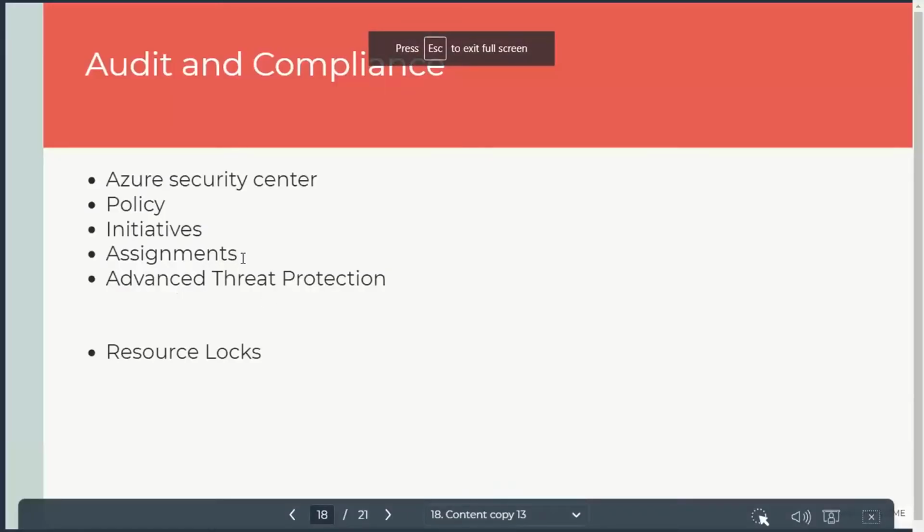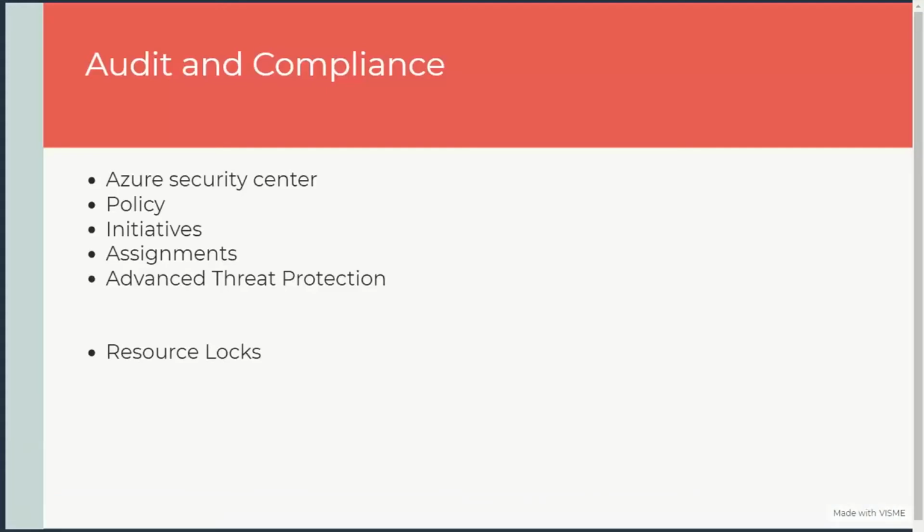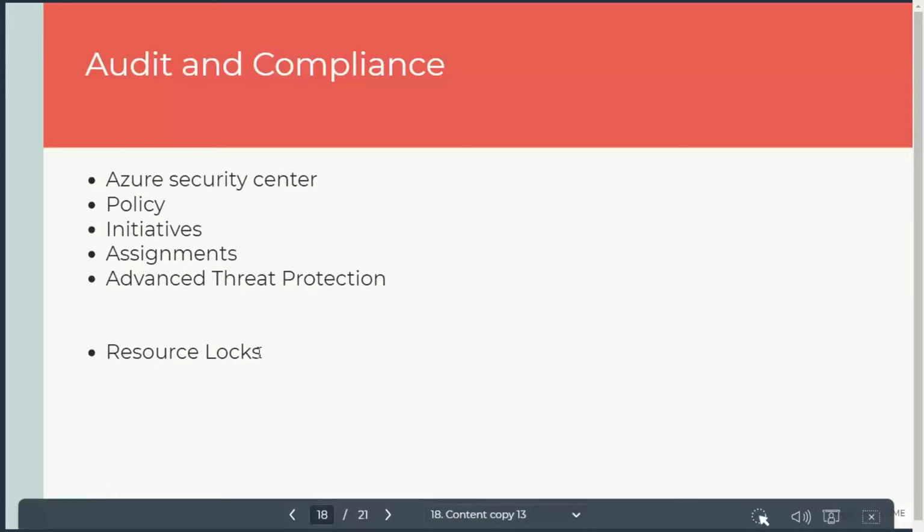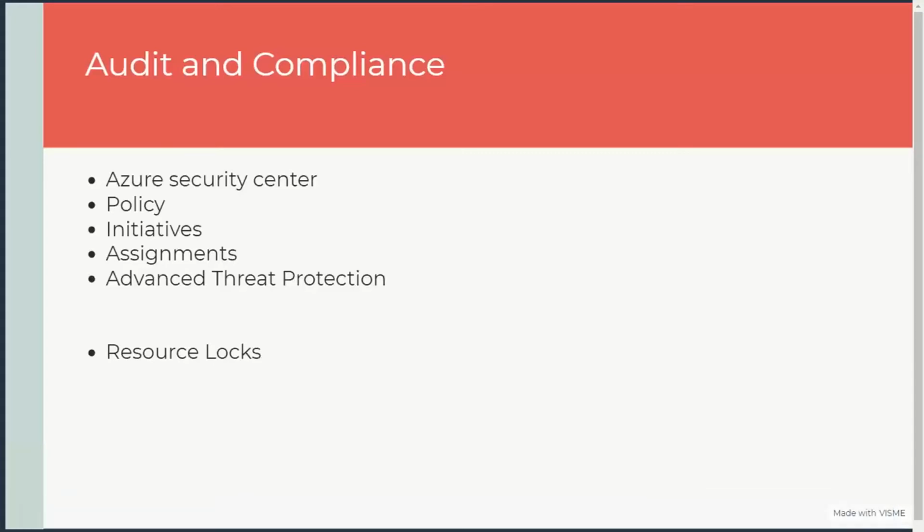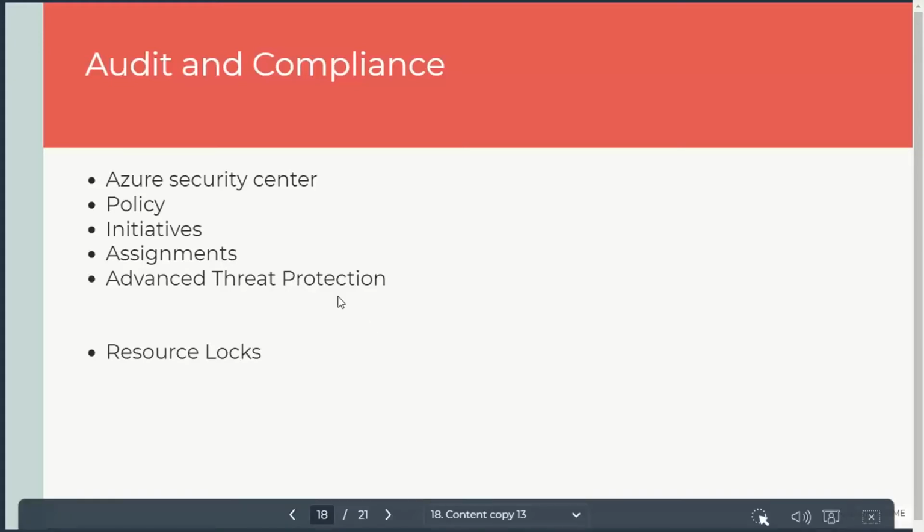Okay, team. So this is about audit and compliance, like how the policy, initiatives and assignments, and then the threat protection work. Once we are creating the resources, we are just enabling the property so that Microsoft will monitor all the communication, and if there are any chances for security improvements, it will do so. And the resource lock, as I said already, will prevent accidental deletion. Whoever created the lock can only unlock it, and after that only they can delete the resource or modify it.